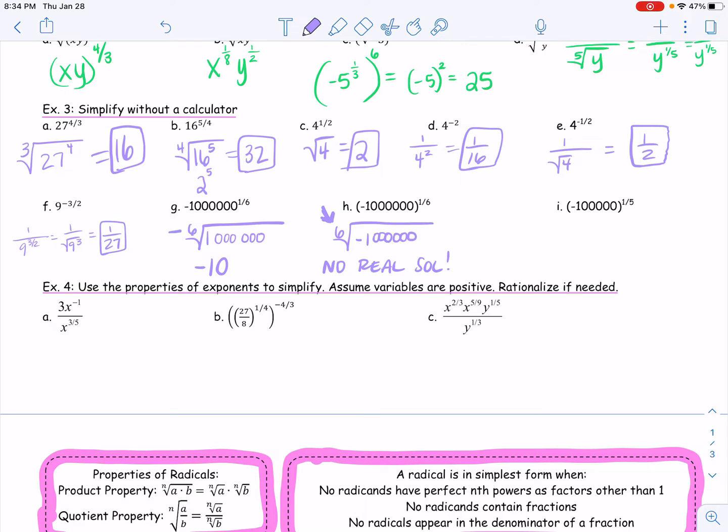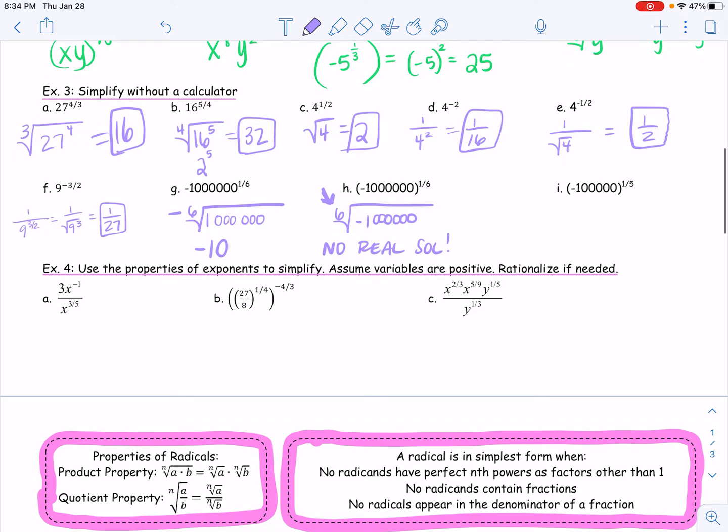But we can take the odd root of a negative, right? So that's exactly what we're going to do in I, because that negative is inside the radical. This time we're taking the 5th root of negative 100,000. Did I put an extra zero? No. 5 zeros, 5th root, it's going to be 10, but this time it's going to be negative 10, because we can take the odd root of a negative. Negative 10 raised to the 5th power does give me that negative 100,000. Okay. Sweet.